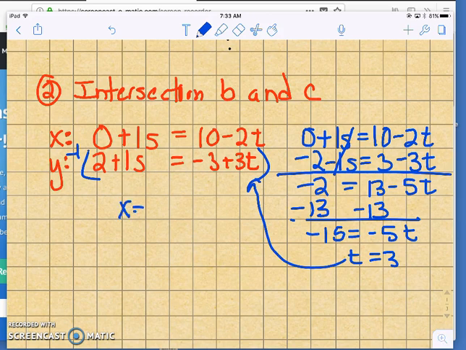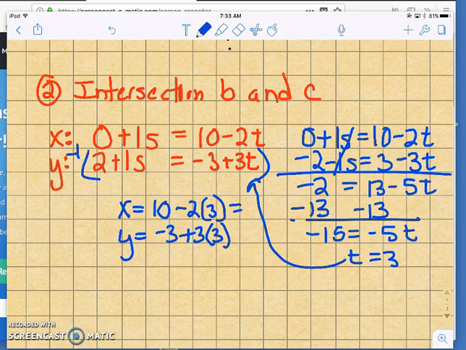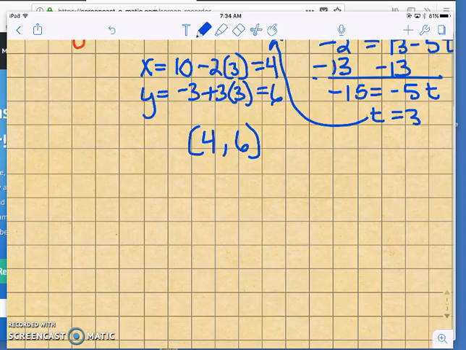So now we have to plug that back in for t. So our x would be 10 minus 2 times 3, and our y value would be negative 3 plus 3 times 3. So let's see, 10 minus 6, so that gives us 4. And negative 3 plus 9, that gives us 6. So the intersection point is 4, 6.